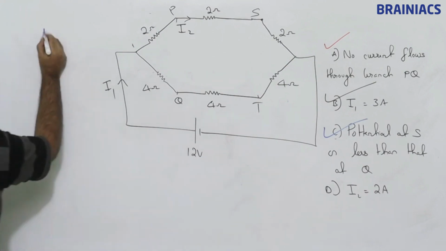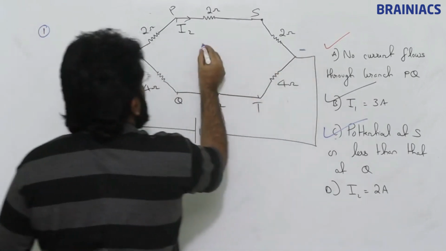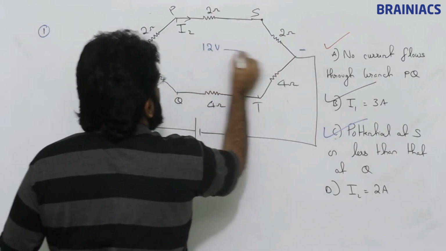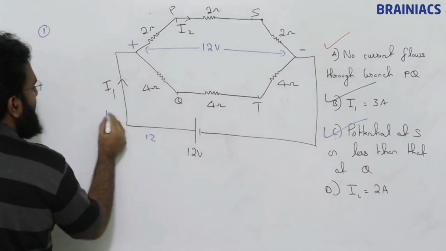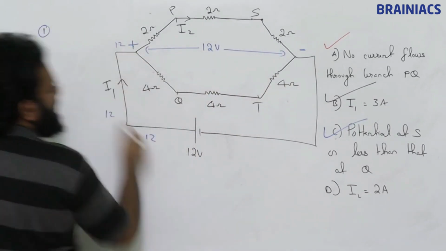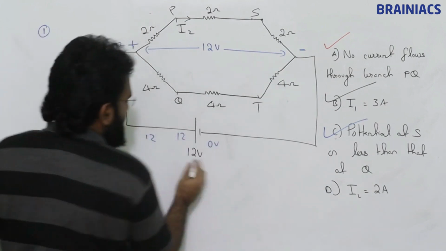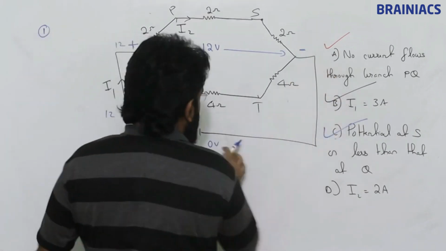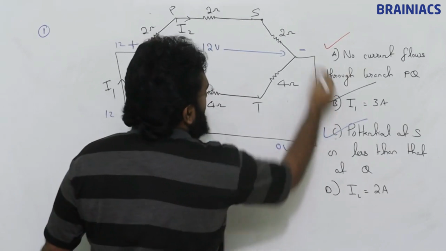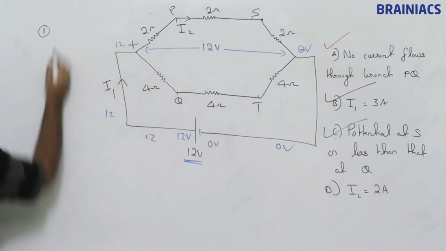method number 1. Between this terminal and this terminal, how much is there? 12 volt is there. Because here it is 12, and here this is going to be 0 volt. The potential difference is 12 volt, that is 12 volt and 0 volt. So what is I2?